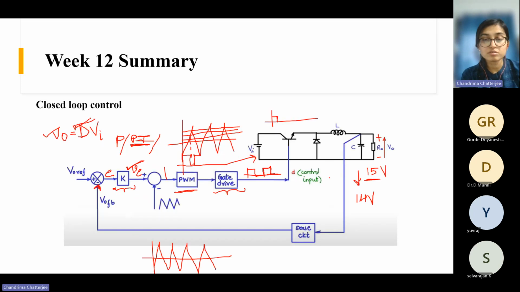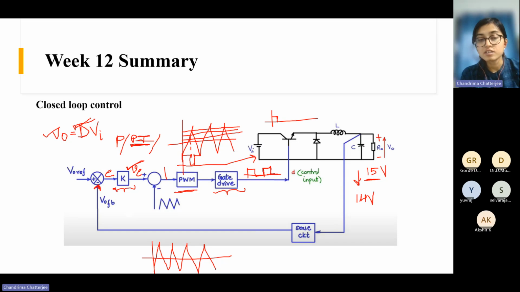So basically what we need to see now is what this K is, what this controller will be, and how it works.